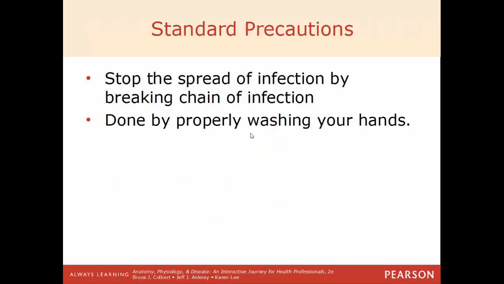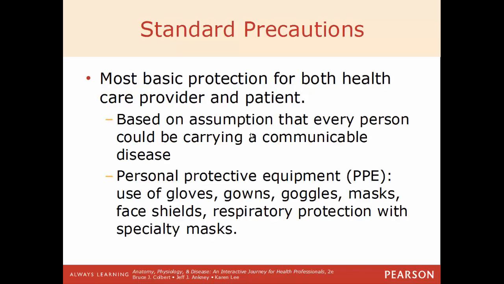Some standard precautions to help stop the spread of disease. Probably the easiest one is washing your hands, whether it be with soap and water or the antibacterial soaps. A good rule of thumb whenever you're in a medical setting is to presume that the person you're dealing with has some kind of communicable disease. So there is some personal protective equipment that is used: gloves and gowns and goggles and masks, face shields. Depending on what type of patient you're dealing with will determine what kind of protective equipment will be needed.